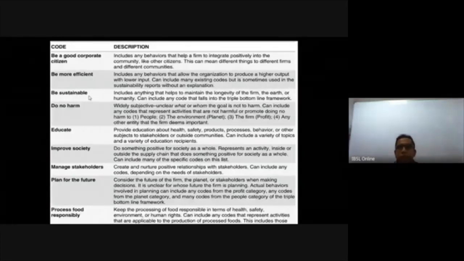Do no harm. Harm to what? Maybe do no harm to the society and also the planet. It is widely subjective, unclear what or whom the goal is not to harm. It can include any codes that present activities that are not harmful or promote doing no harm to people, the environment, or any other entity that the firm deems important. So we should not harm anyone. Educate people about health. Now, all those we have to focus on and do as organizations. Then improve society, manage stakeholders, plan for the future, and so on.